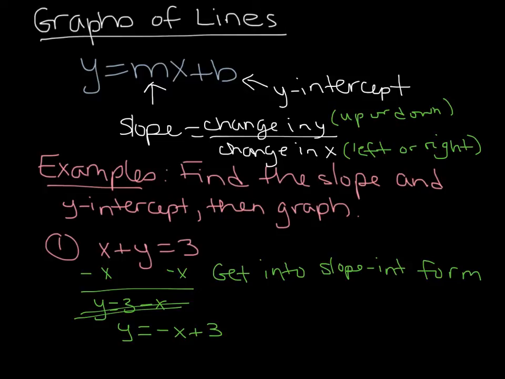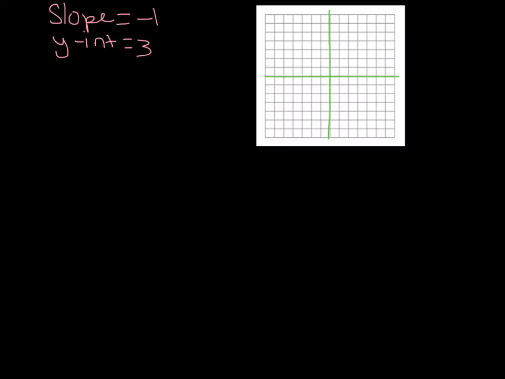Now, negative x means that the slope is negative 1. Don't forget there's an invisible 1 there. And the y-intercept is going to be our 3. So now to graph that equation, we're going to always start with your y-intercept. So you start by drawing your y-intercept. Our y-axis is our vertical axis. Our x-axis is our horizontal axis. So I'm going to start by drawing my y-intercept up at y equals 3. It's just going to be a dot on the y-axis.